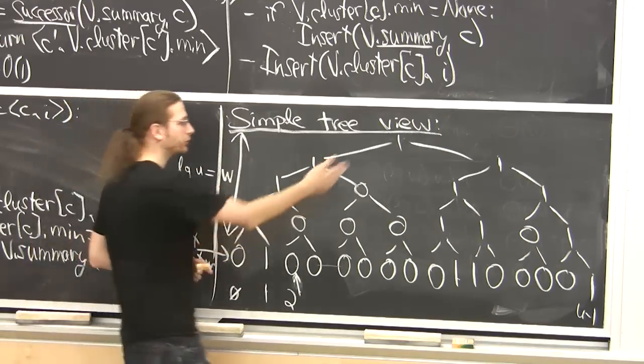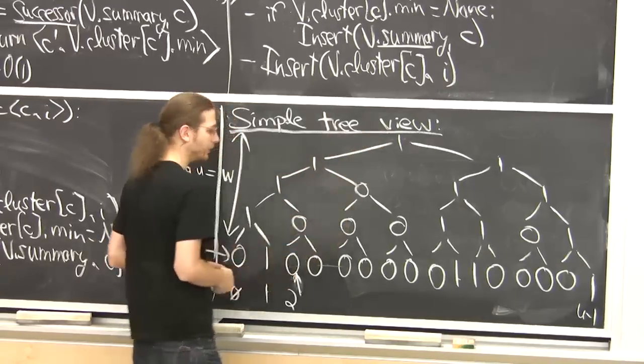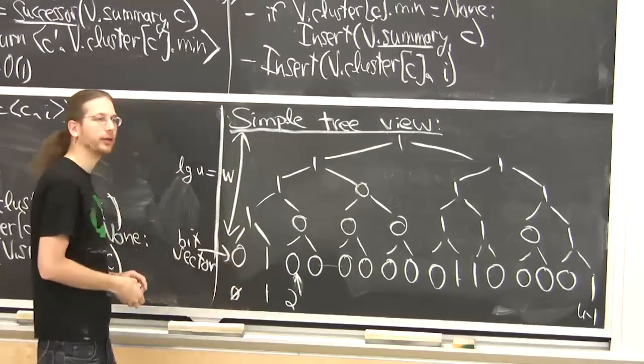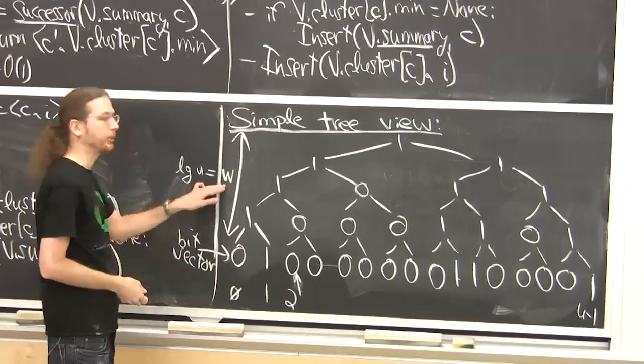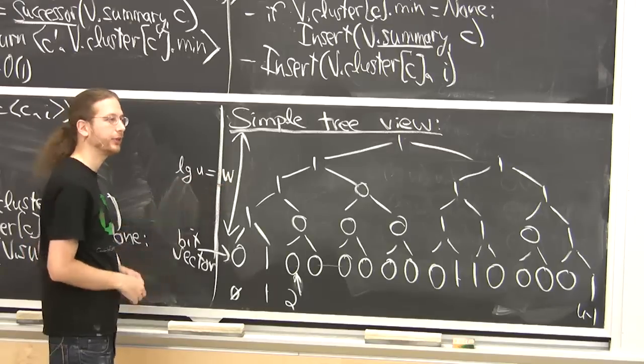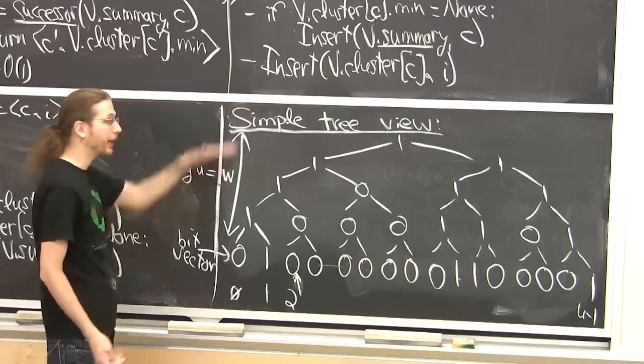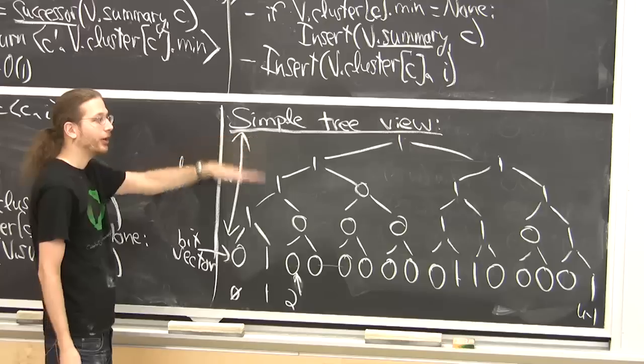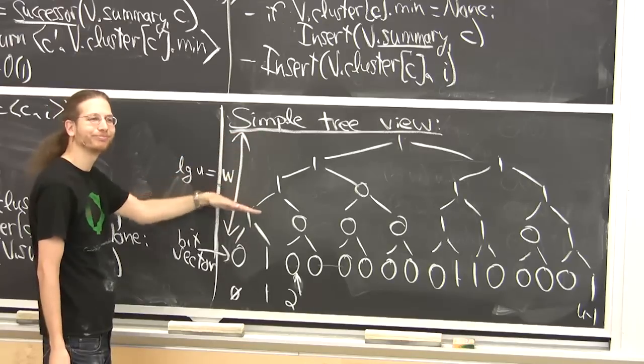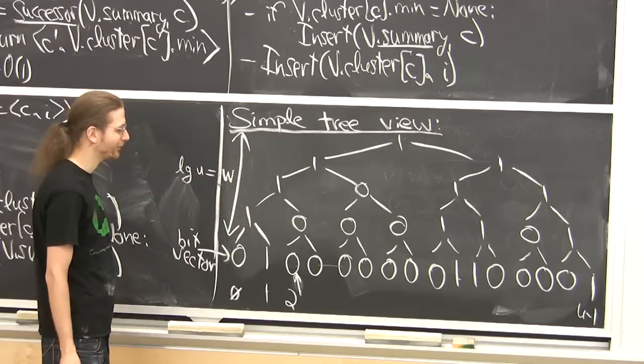So of course you could try just walking down this tree or walking up and then back down. That would take order w time. That's like the obvious BST approach. I want to do log w. So how do I do it? I'm going to binary search on the height. How could I binary search on the height?